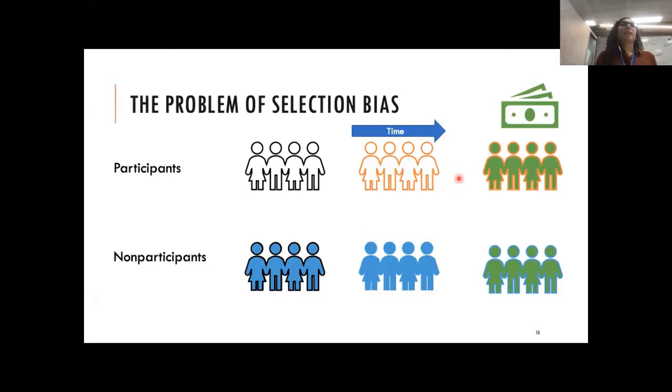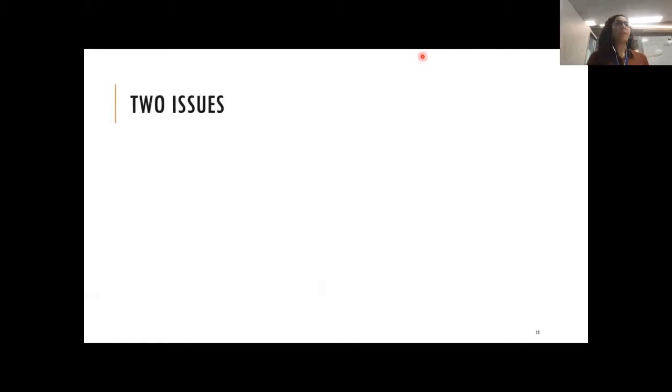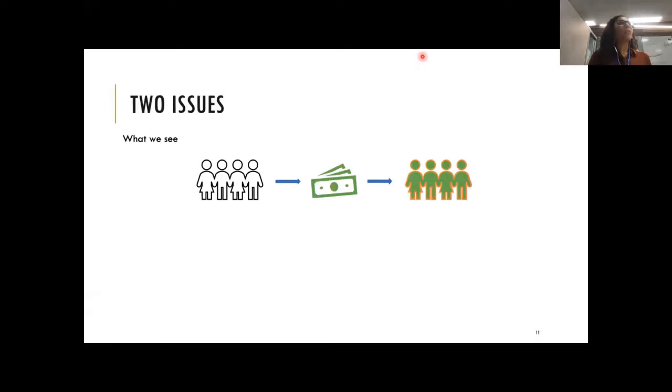And if we give them the money to both groups, they may also have gone to different places, so different levels of school attendance. So just to summarize, the problem of the two issues is basically that we can't see what we want to see. So what we see is basically we give some people the money, and for those people we see how they changed.